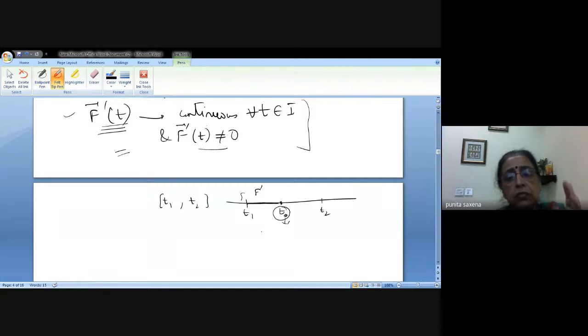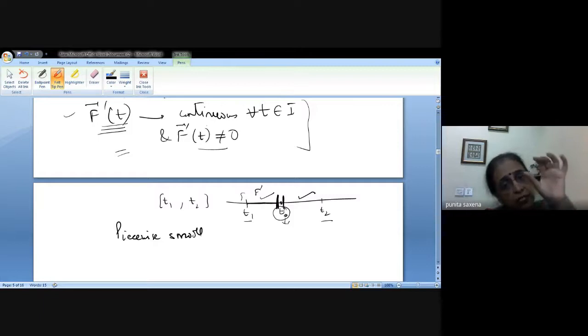So we split this interval. Instead of studying the whole t1 to t2, I'll study t1 to t naught first, and then t naught to t2. Here it is continuous, and here also it is continuous. So the curve is piecewise smooth. That means if we consider the curve in pieces, it is smooth, so whatever we wish to study for smooth curves can now be done piecewise. Maybe not as a whole, but piecewise we can do it.